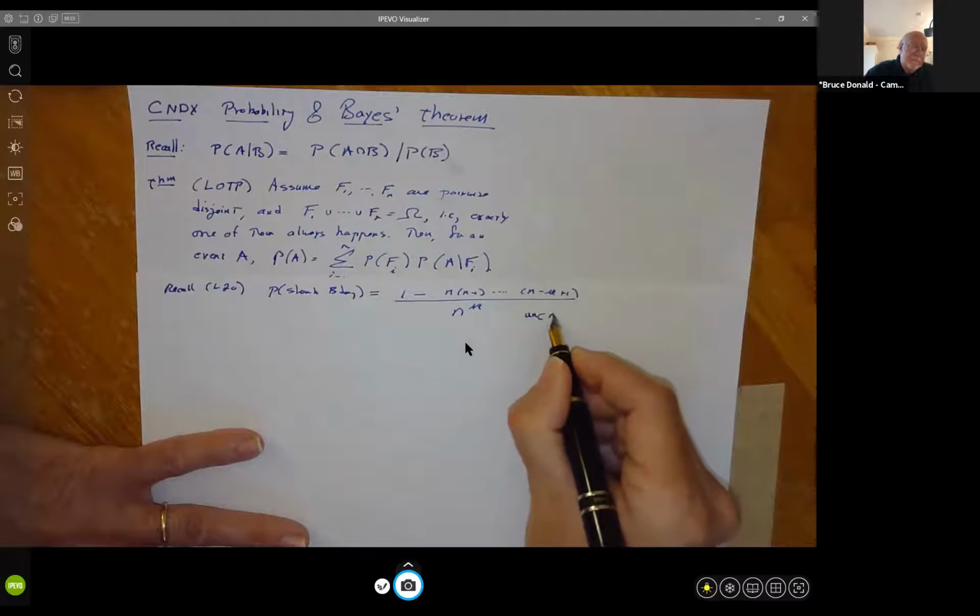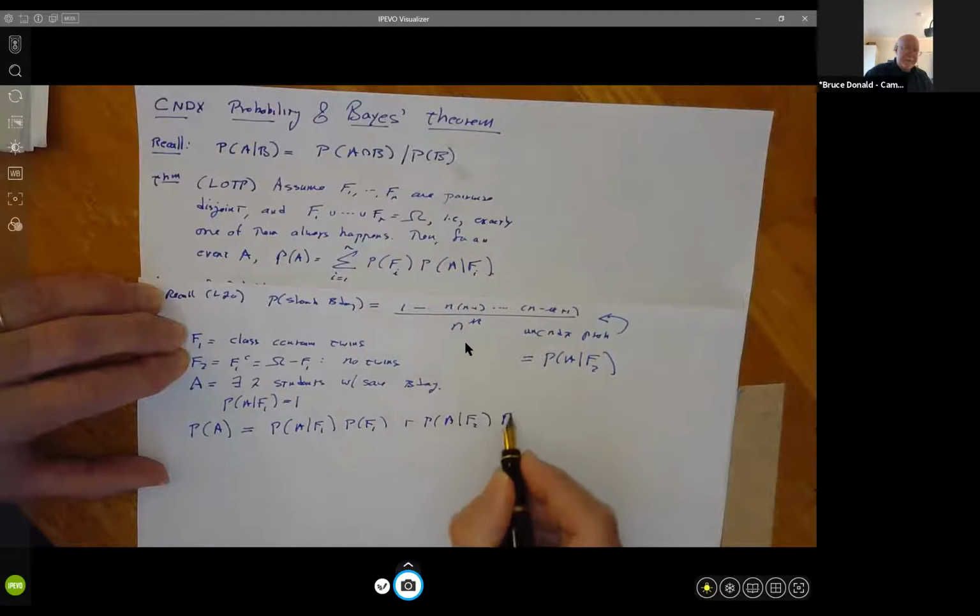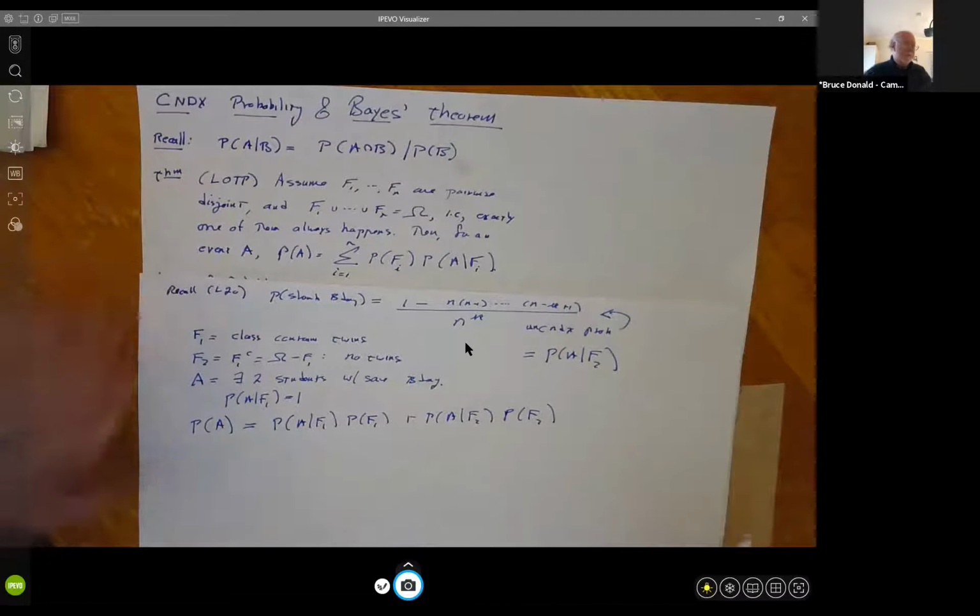So now we can use the law of total probability to put these things together. There might be twins, there might not be twins. So we can say the probability of event A, namely of a shared birthday, let's just use the law of total probability as written out here. It's going to be equal to the probability of A given F1 times the frequency of F1 plus the probability of A given F2 times the frequency of F2. Now we can put in some numbers here to do some calculations.